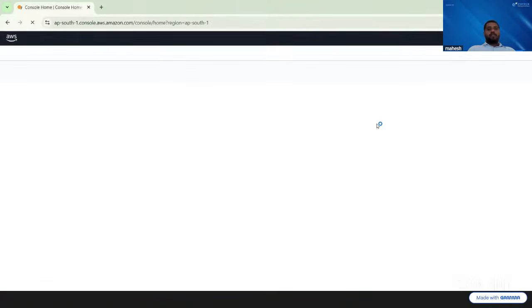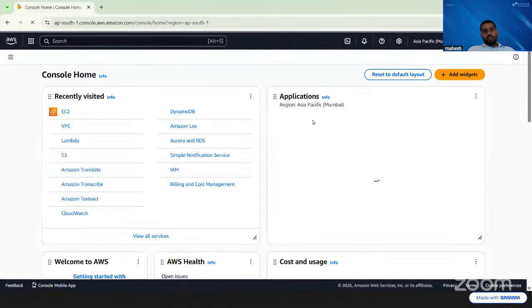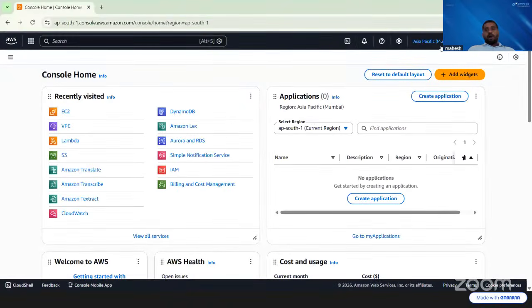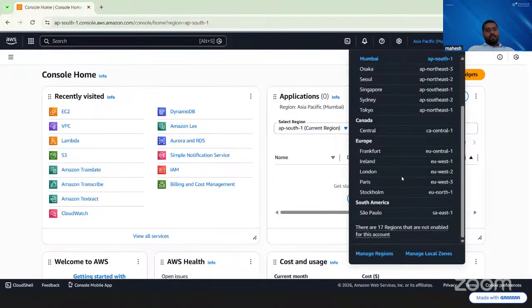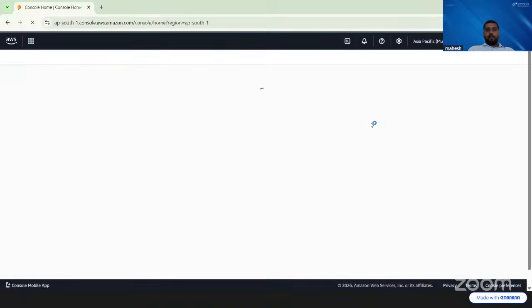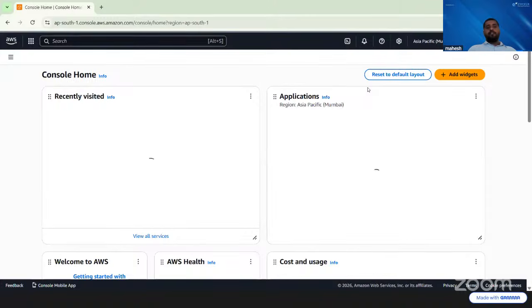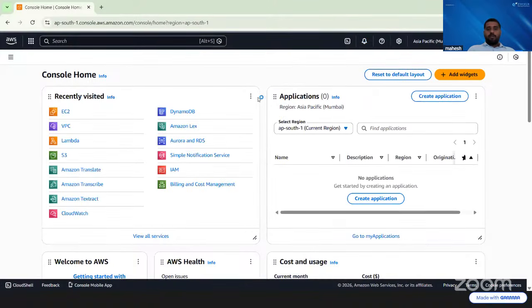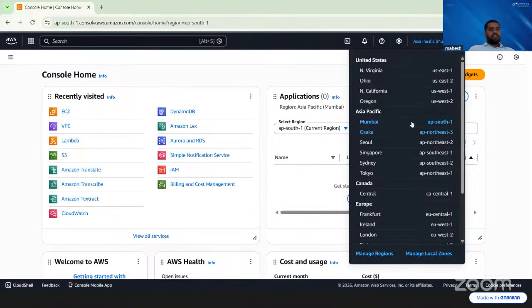Why? Because whatever data I want to store, I want to store in the Mumbai data center. Hyderabad is not available with me due to some issue. So here we have Mumbai as the primary region for me. Whatever work I am doing here, all the work will be stored in the Mumbai location. This is the region selection, in which particular region I want to store my data. I'm going to store it in the Asia Pacific region, Mumbai data center.